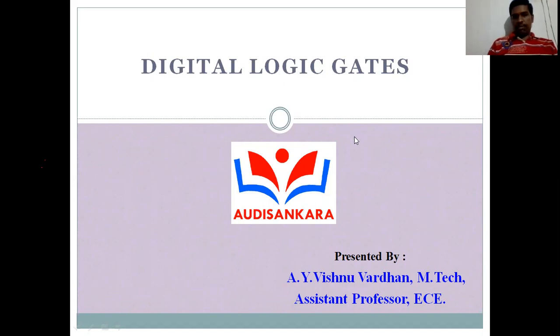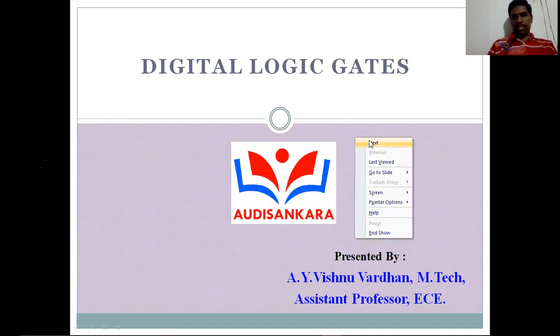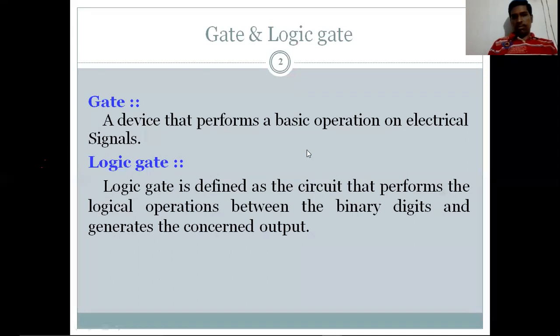A gate is an electronic circuit. A gate is an electronic circuit that performs the basic operations on the electrical signals, right? So it is a generalized definition. A gate is an electronic circuit that will be able to perform the different operations, or the basic operations, that we require on these electrical signals.